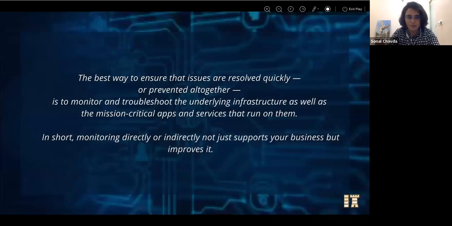So anytime an issue occurs, whenever there is infrastructure, no matter how high-end it is, the best way to ensure that the issues are resolved quickly, or better, that we can prevent them, is to monitor and troubleshoot the underlying infrastructure, and at the same time, the mission-critical apps and services that run on this infrastructure. So we can say monitoring may not directly improve the business, but directly or indirectly, it does.